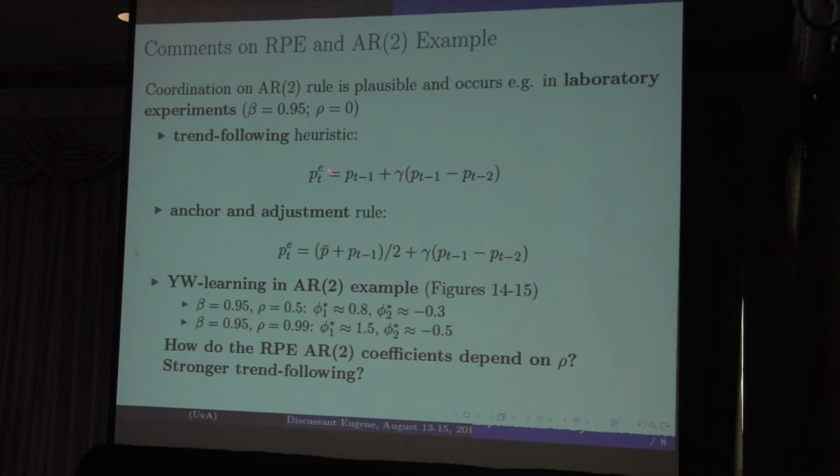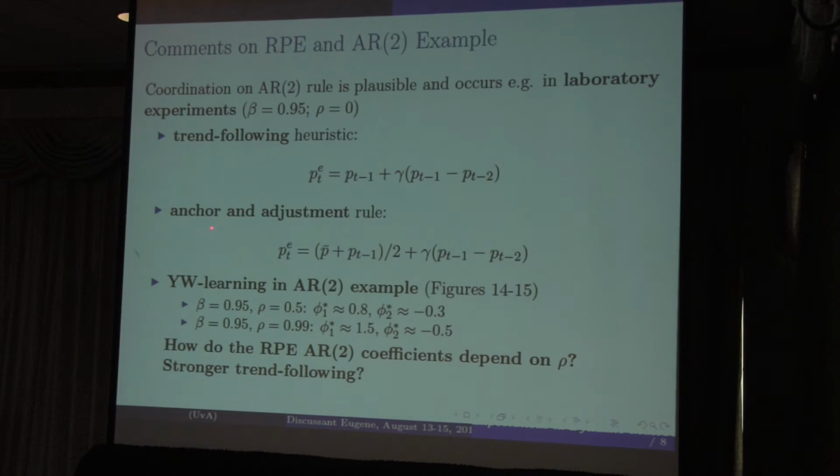And I wrote down 2 particular AR2 rules that we've really found a lot in the lab. One of them is a very simple trend following heuristic. You just take the last observation plus gamma times the last price change. Okay, this is clearly an AR2 rule, and what is interesting, the first coefficient is positive, the second coefficient is negative. So this is a trend following rule.